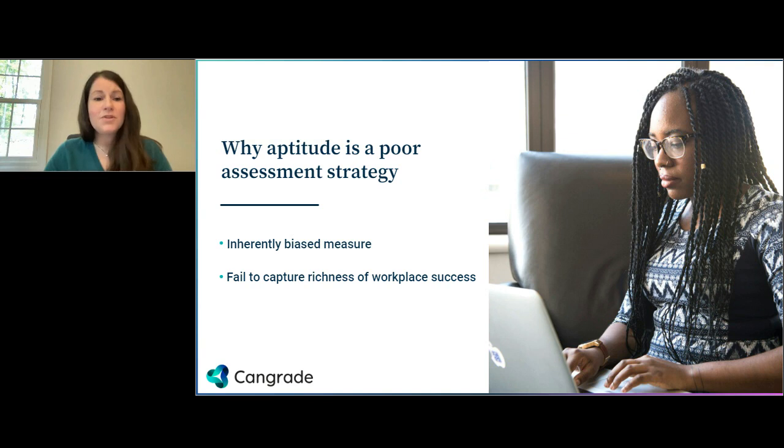Now, if you do wish to use an aptitude test in your pre-hire strategy, I caution you one thing. Google to see if you can find the answers, because oftentimes these are the ones that are easiest to game.